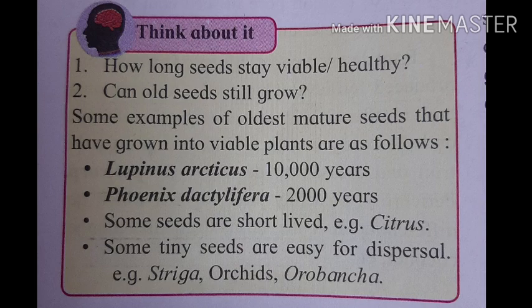Some seeds are short-lived, for example, citrus. Some tiny seeds are easy for dispersal, for example, Striga, orchids, Orobanche, etc. So, today in this part we studied about seed and fruit development.